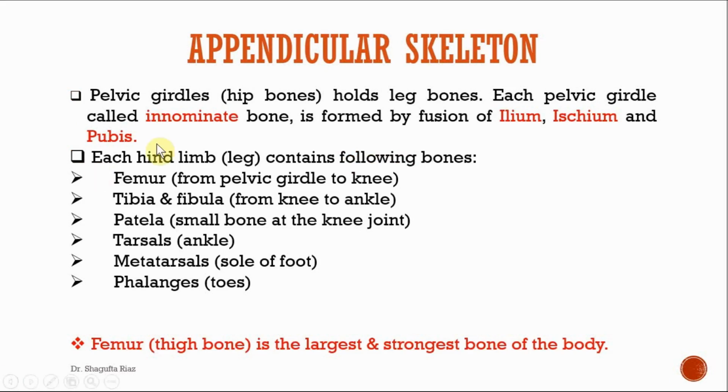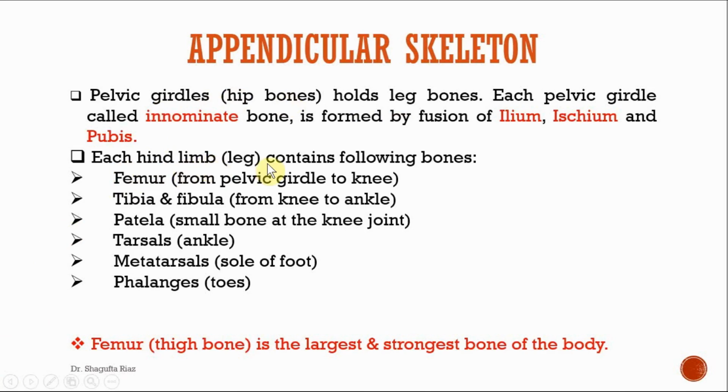Now the lower part of the appendicular skeleton has the pelvic girdle, that is the hip bones, which hold our leg bones. Each pelvic girdle, called innominate bone, is formed by the fusion of ilium, ischium and pubis. There are three bones which fuse together to form the pelvic girdle, right?